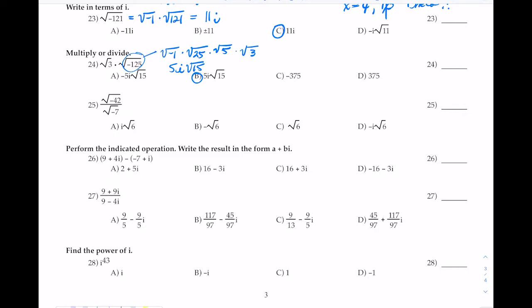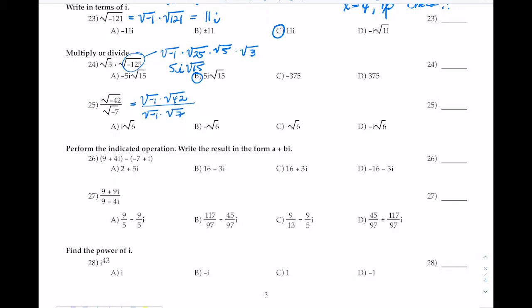Okay, so the same thing's true with 25. Don't be tempted to just divide negative 42 by negative 7. First, simplify it. Is there a perfect square that goes into 42? Let's see, 4, 9, 16. Nope, there is no number. So all I can do there is pull out a square root of negative 1 and a square root of 42. And in the denominator, all I can do here is pull out a square root of negative 1 and a square root of 7.